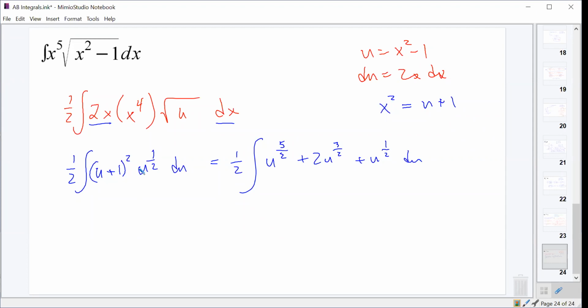Where did that 1/2 come from again? This 1/2 out in front? No, the u to the 1/2 right there. That's the square root u. Oh, okay, thank you. I just feel like it's easier to see the distributing if we write it as u to the 1/2 rather than square root u. Any other questions on how we got to this as our integral?